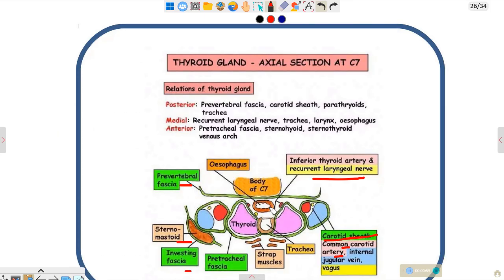This is the axis section of thyroid hormone relating to the thyroid gland, that is esophagus, pretracheal fascia, inferior thyroid artery, recurrent laryngeal nerves, trachea, and strap muscle are also there, and the pretracheal fascia is also there, and the investing fascia is also there.